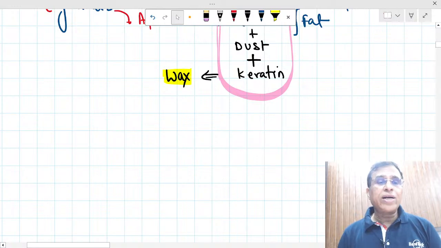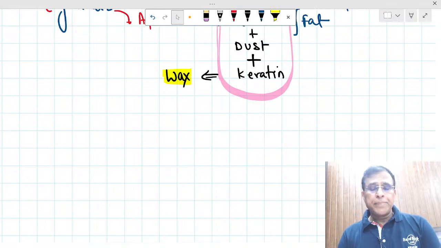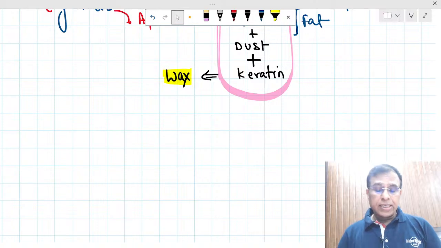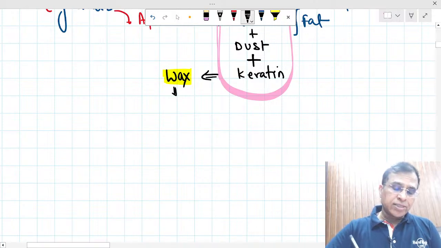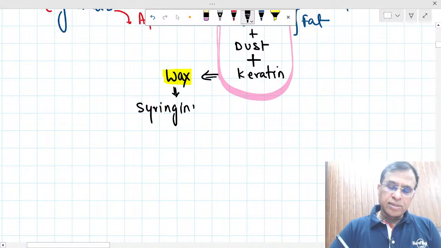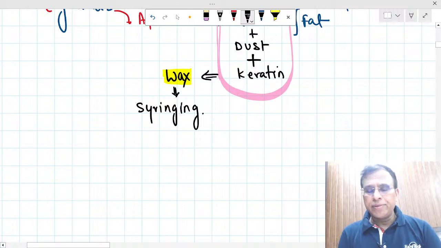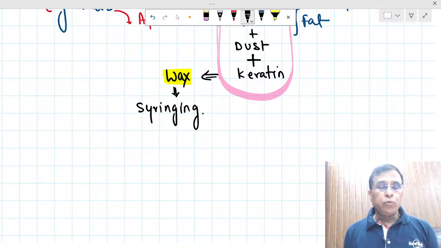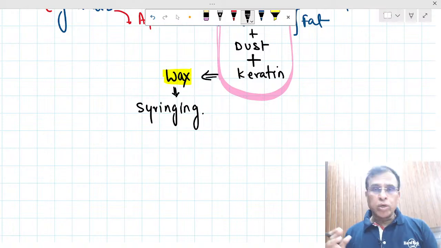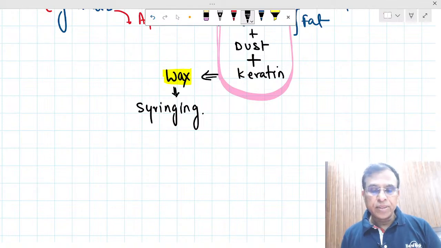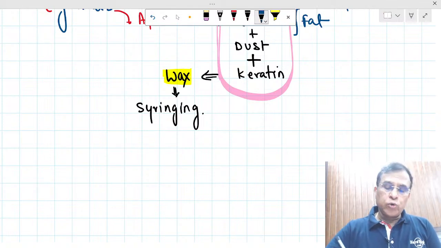But what do you do when there is wax in the canal? You have to remove the wax, obviously. And the most common procedure that we do to remove the wax, which everybody knows, is syringing. Syringing is a very popular thing that we do in clinical practice, and if you have ever been to an ENT department, you probably have seen syringing being done, which is a very simple procedure. We take a syringe and we fill it with saline or water and we flush the canal basically.